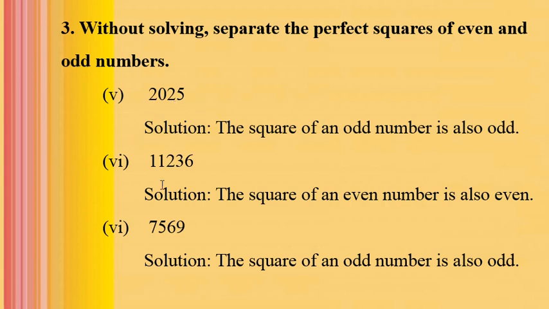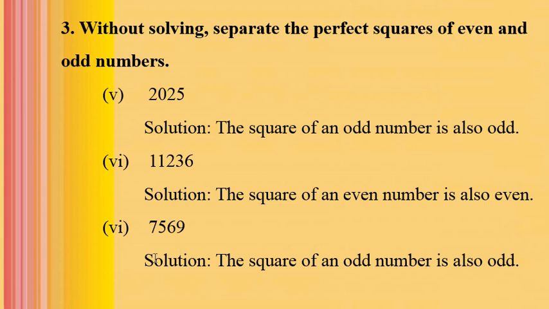Because the last digit is odd. Now moving to the sixth part, that is 11,236. As we are observing, it is an even number. So the square of an even number is also even. This is the square of an even number.